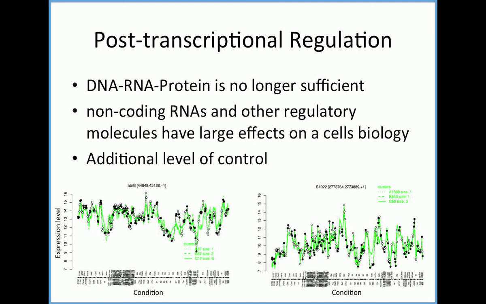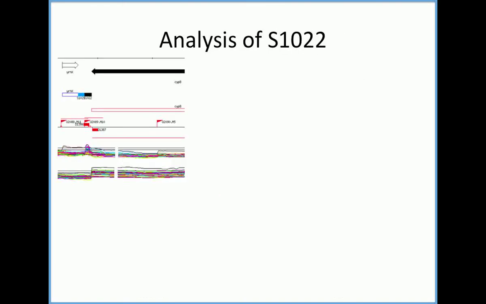So in our tiling array study, we found about 1,500 non-coding RNAs, and of these, about 150 were small regulatory RNAs, and this includes S1022, which has quite diverse transcription across our 104 conditions, and this regulates AbrB, which also has quite a lot of variation in its transcription.